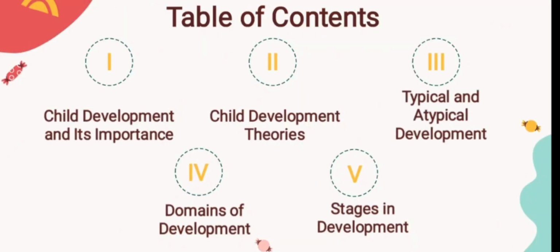To discuss further, let me first introduce the five topics under this chapter. First topic, child development and its importance. Second is child development theories. Third is typical and atypical development. Fourth topic is the domains of development, and the last topic is stages in development.